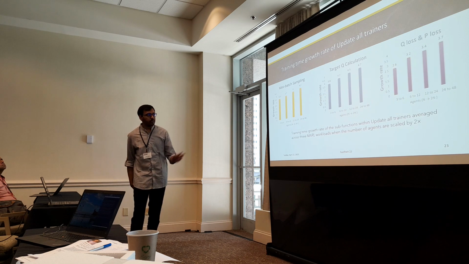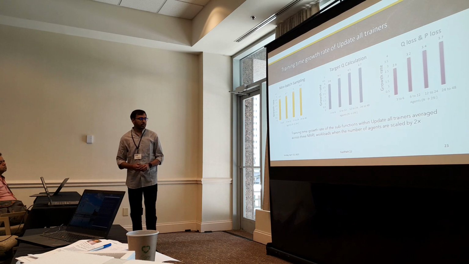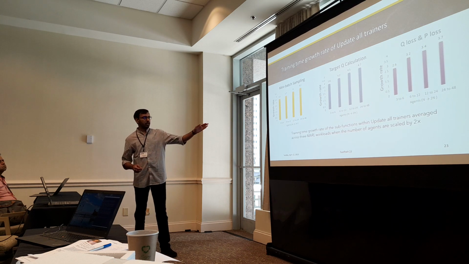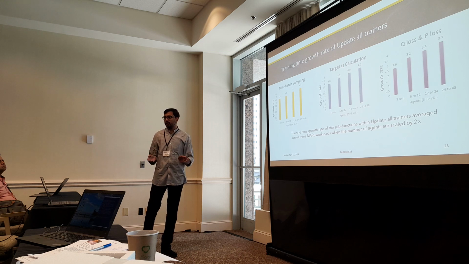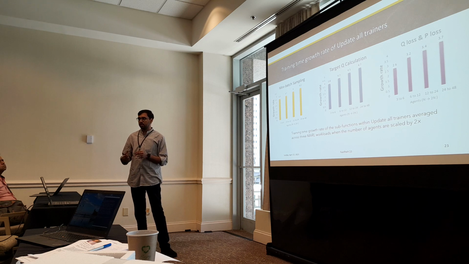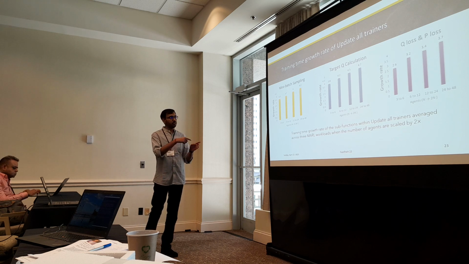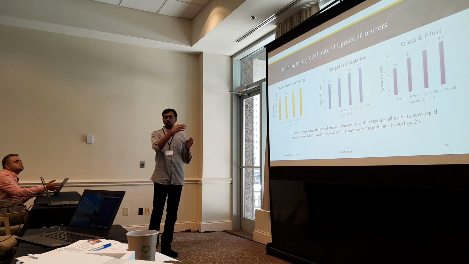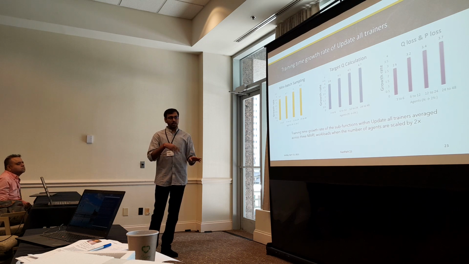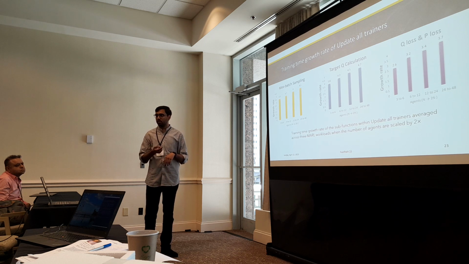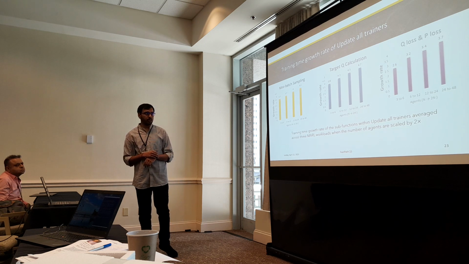This is the training time growth of update all trainers. Normally when the agents increase linearly, the growth rate should also be at least linear. But here all the phases inside update all trainers grow almost 3.5 to 4 times, which indicates that the data collection and accessing the data from random memory locations is the primary bottleneck.